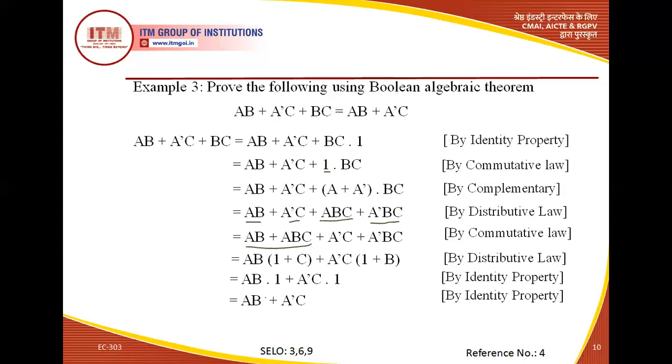Now we see that AB + A'C + BC equal to AB + A'C. So in such a manner we can also prove the given Boolean function. So according to the LHS and RHS sides, we modify the function by different Boolean laws or Boolean algebraic theorems.